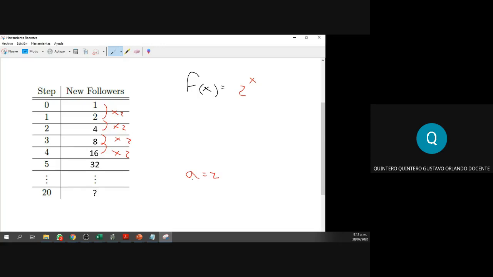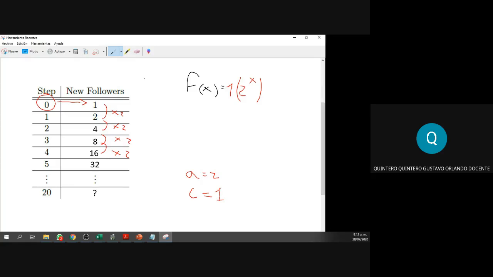And what is the initial value? The value c, what is the initial value? To do that, we take a look at the value at step 0, the value when x equals 0. And that gives us 1. So c equals 1. The initial value is 1. In other words, our function is 1 times 2 to the x.